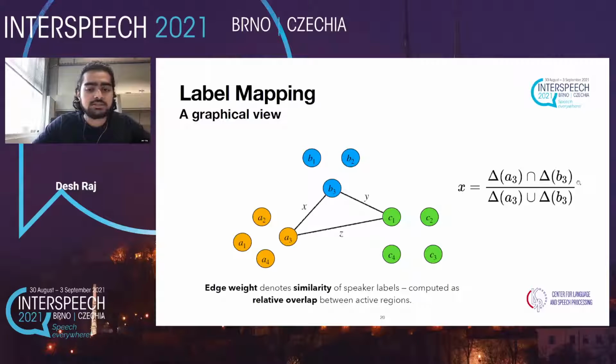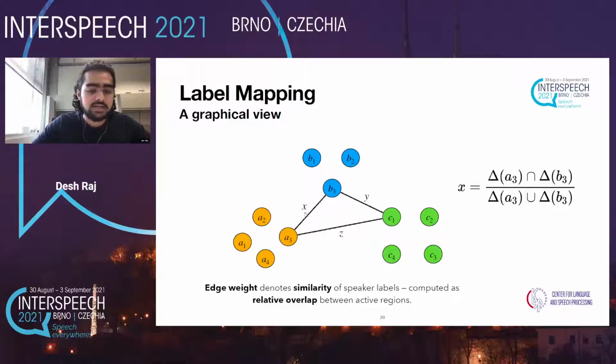And this gives the intersection over union, which represents how similar they are. Intuitively, you can see that if A3 and B3 are active in exactly the same regions, that means we should assign it a high score. And if you look at this, that means that the values of delta A3 and delta B3 would be exactly the same. And so this ratio would turn out to be 1, which is high.